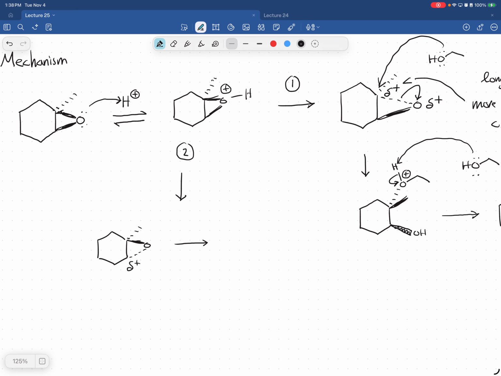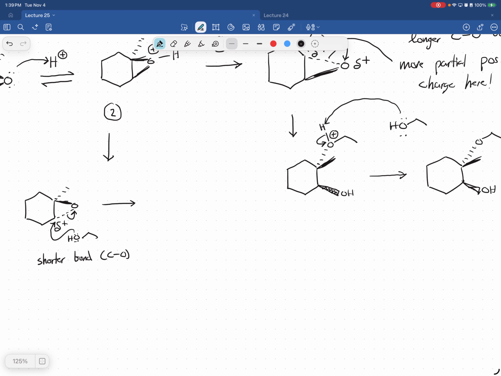What do you guys think? No, right? So here, this C-O bond is shorter. That means it's stronger. So you have a shorter bond, but that's stronger. So that's going to be harder to break. So the ethanol could go in this direction. It could do this, and then what you would get is the regioisomer. So the OH is on the other side. But that's not what we see in reality.